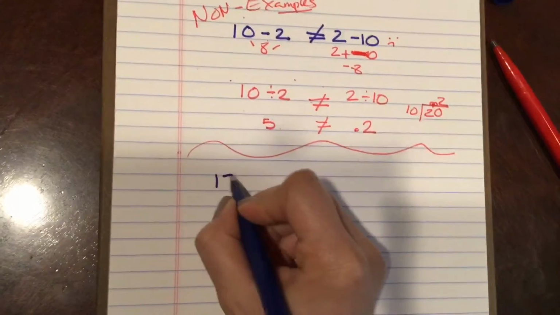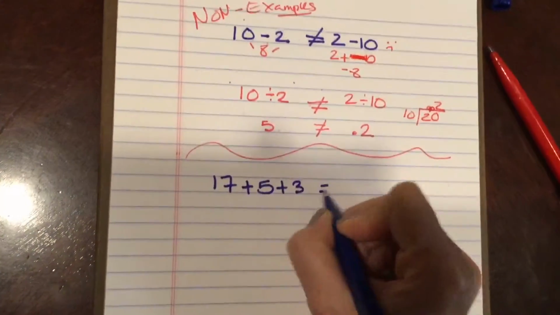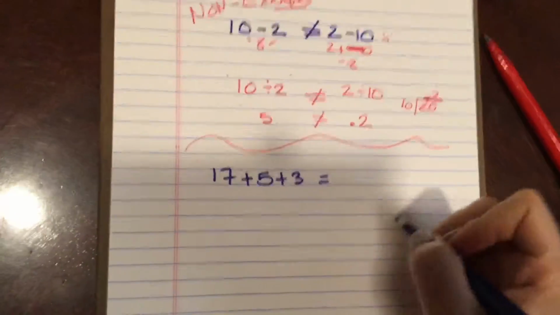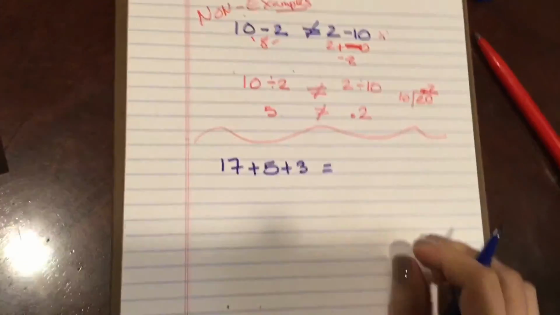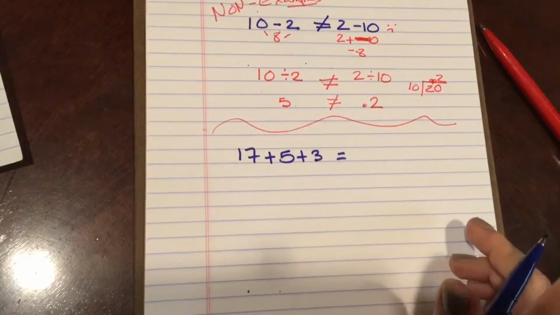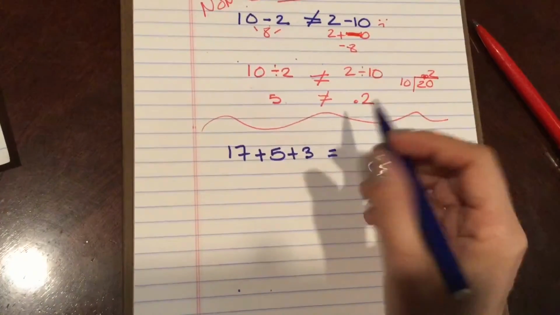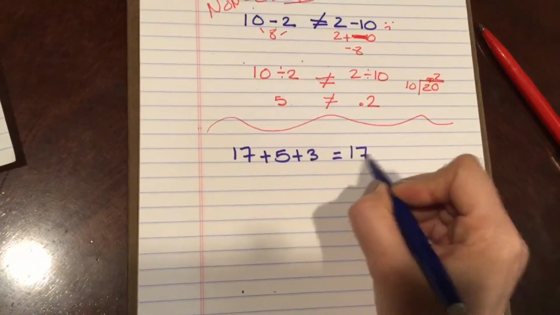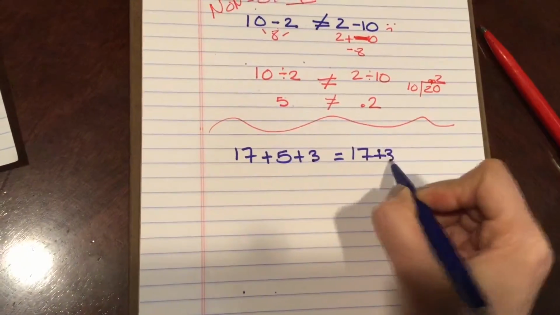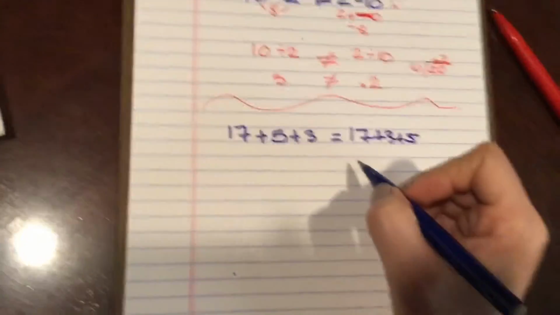So if I give you 17 plus 5 plus 3, how would you rewrite this? Go ahead and try to rewrite this to make this problem a little bit easier. Hopefully you would write 17 plus 3 would give you 20 plus 5 gives you 25. A lot easier. All right.